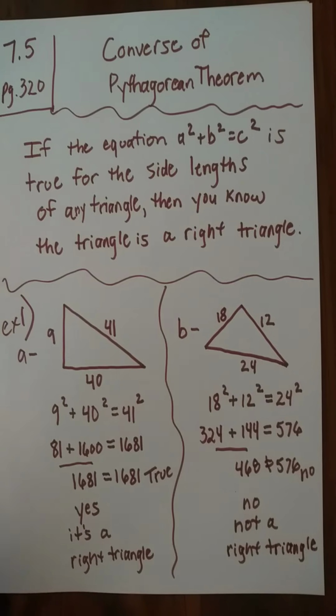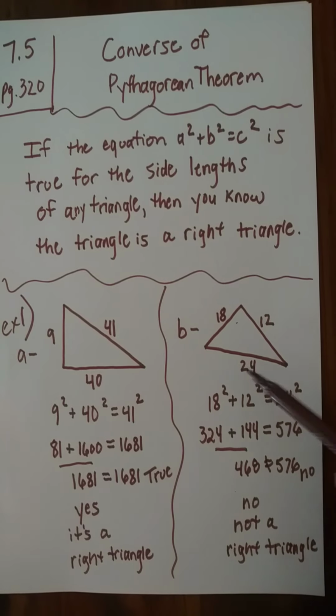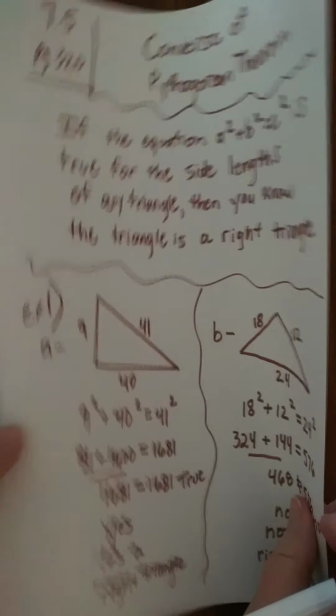Basically you're just testing the Pythagorean theorem to see if it works. The hardest part is setting up this first step. You have to be careful to put the right sides for the legs, and the hypotenuse is always the longest.